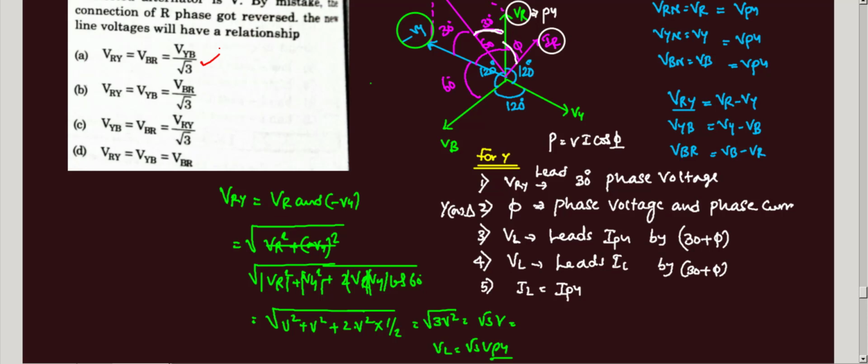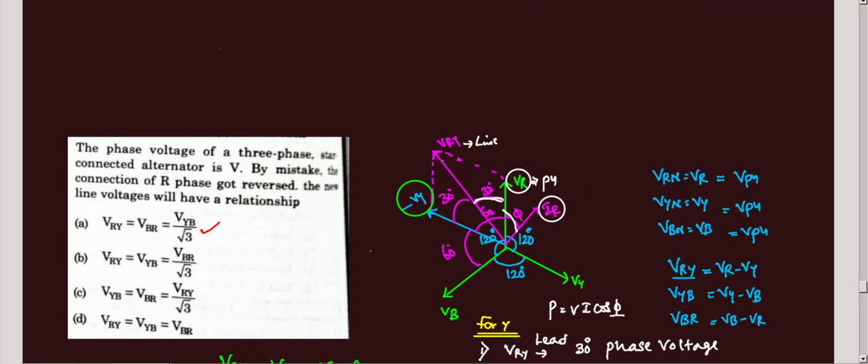So if a similar question is given, which phase is reversed? The line voltages involving that phase will be the same, and the remaining one is the voltage without that phase divided by root 3. Note that. Okay, if VR is reversed, with R as the common point, you take the same voltage without R divided by root 3.